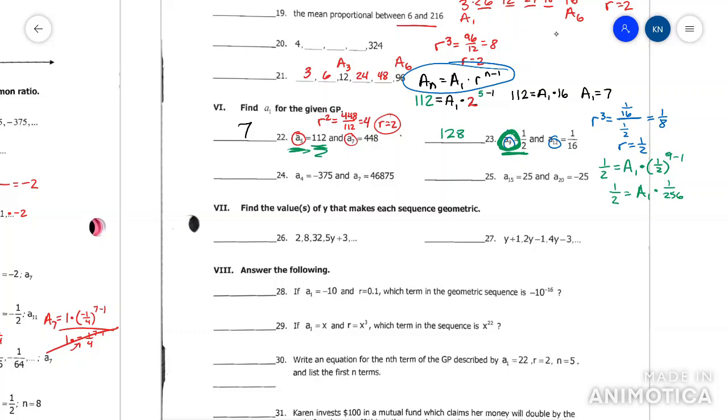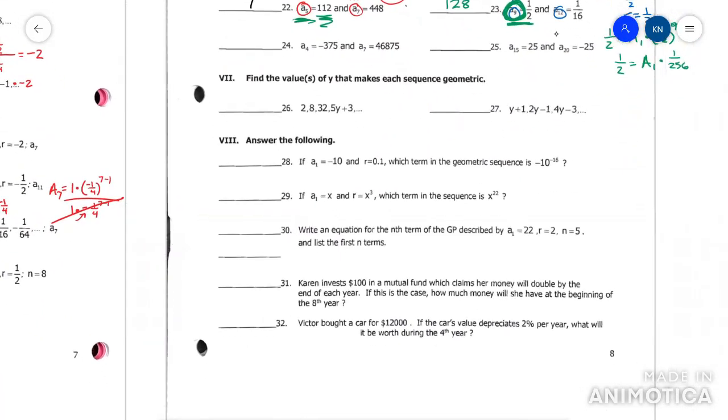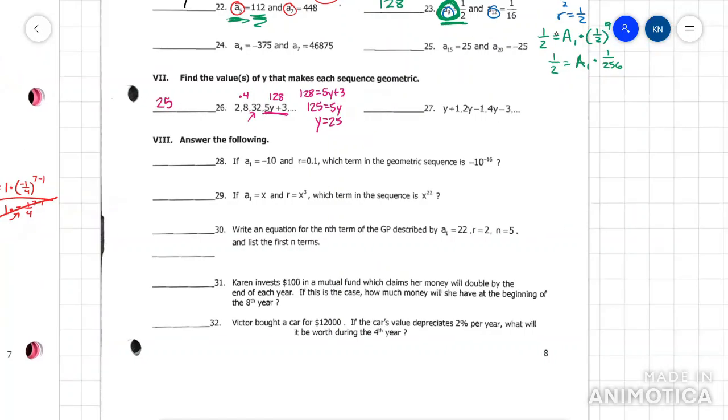Now, this next section, the first one's easy. The second one's really tricky. We're timesing by 4 each time, right? So that means this right here has to be whatever 32 times 4 was, which is 128. So you just go, okay, well, 128 has to be 5y plus 3. And then you just solve that. That one's easy.